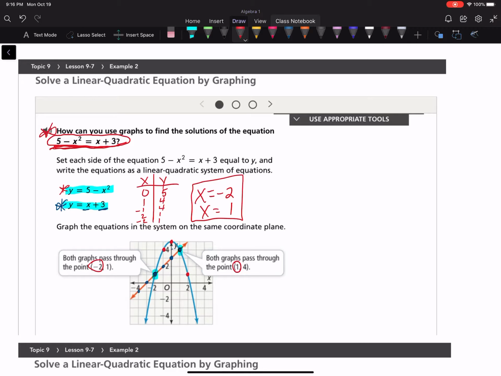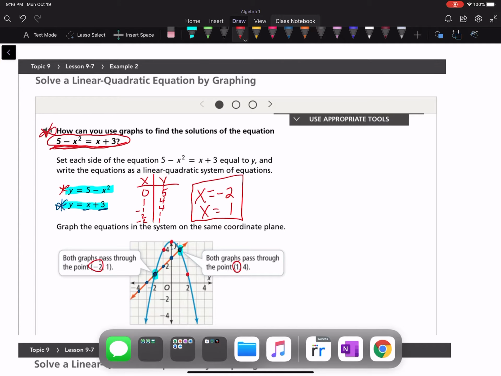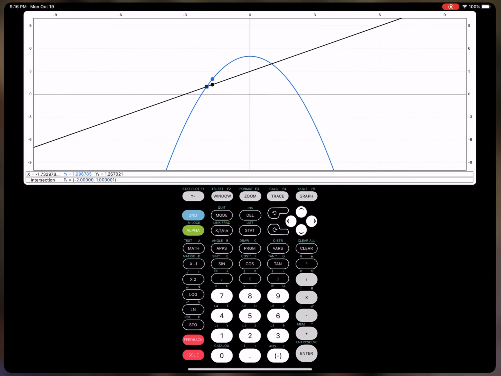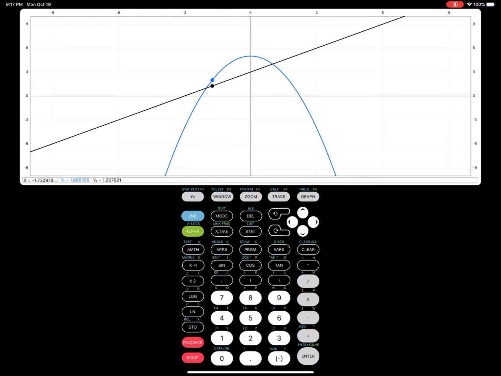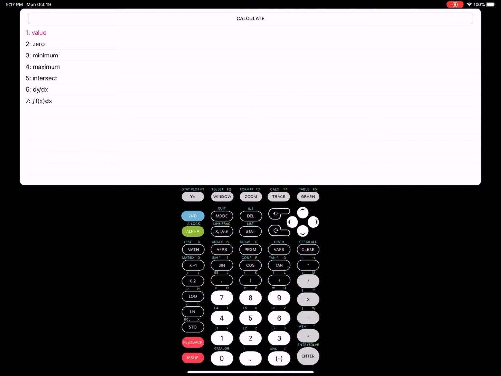If you wanted to do this on your calculator, you'll just go to your calculator and go to y equals. I already have them typed in, 5 minus x squared and x plus 3. And on your calculator, you can hit graph, and you can see on mine where they are crossing. It's not a very good view. I wish I could zoom 6 maybe. That didn't really help. Anyway, on your calculator, if you hit second and trace, and down at number 5 you will see intersect, and that's what you're wanting to do.